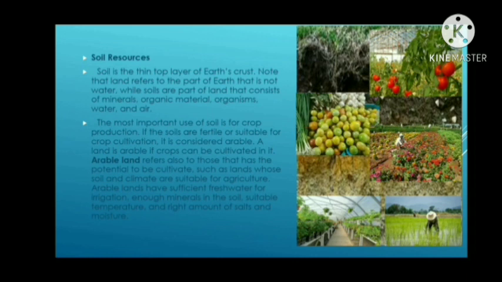The most important use of soil is for crop production. If the soils are fertile or suitable for crop cultivation, it is considered arable. A land is arable if crops can be cultivated in it. Arable land refers also to those that have the potential to be cultivated, such as land whose soil and climate are suitable for agriculture. Arable lands have sufficient fresh water for irrigation, enough minerals in the soil, suitable temperature, and the right amount of salts and moisture.